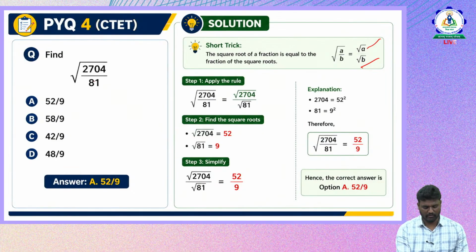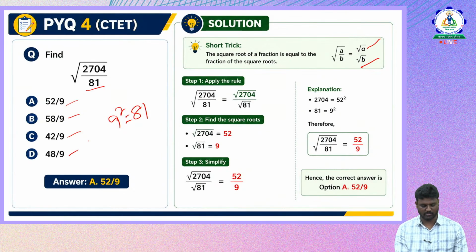Okay, so now 81. If you see the 81, 9 square is equal to 81. So that means the denominators all are equal. Okay, there is a chance for all the numbers.